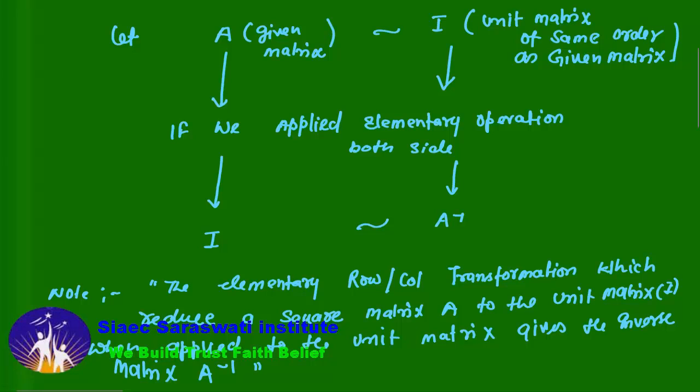So suppose A is a given matrix, so the equivalence matrix will be I. If we apply the elementary operations or transformations on A and I, then A itself converts into I, and I itself will convert to its inverse, and it will be known as A inverse. Okay, so this is the concept.